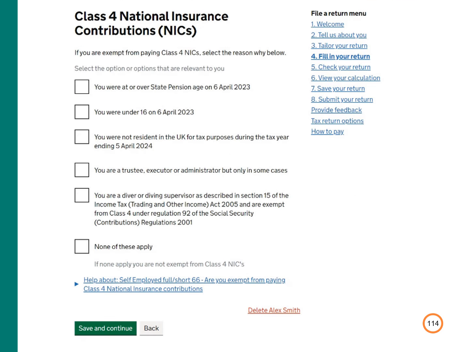On the Class 4 National Insurance Contributions or NICs page, we ask you to confirm if you are exempt from paying Class 4 NICs. To do this, select the options relevant to you. As you can see, there are very few exemptions. If none of these apply, you are not exempt, and Class 4 National Insurance will be included in your calculation if it's due.